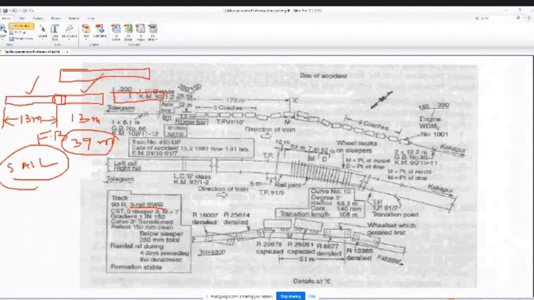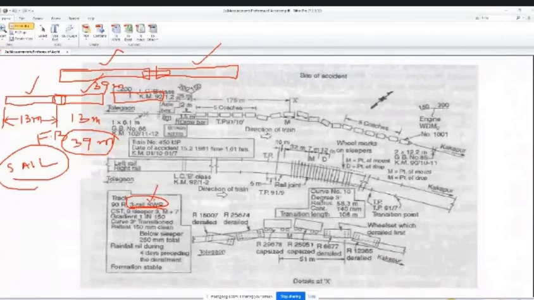This is called a 39 meter rail. Then another 39 meter rail. If they are connected with the help of fish plated joints, this type of track structure we call a 3-rail SWR. Is it clear? SWR means short welded rails.